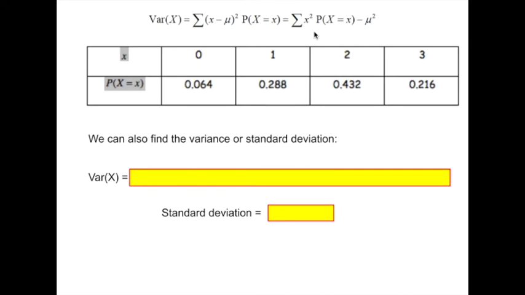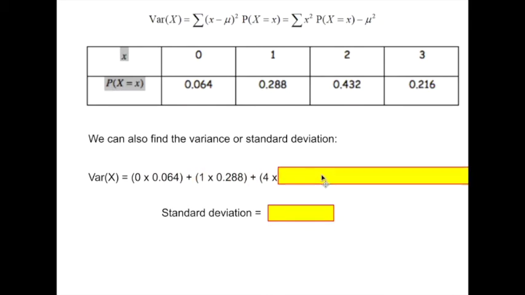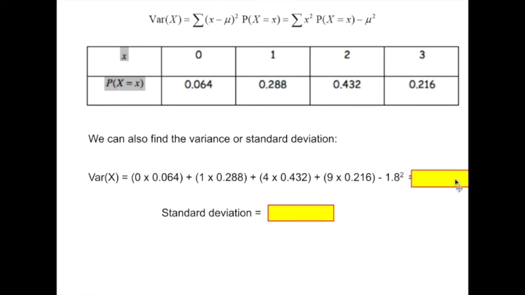So just to very, very quickly do it for this example, all we're doing is this times this, but we're actually doing x squared multiplied by the probability. So instead of 0, 1, 2, 3, we're doing 0, 1, 4, and 9, and multiplying it by each of the probabilities. And then we're subtracting the mean squared. Well, we already worked out the mean as being 1.8, so we're subtracting that, and that gives us therefore that the variance is equal to 0.72.